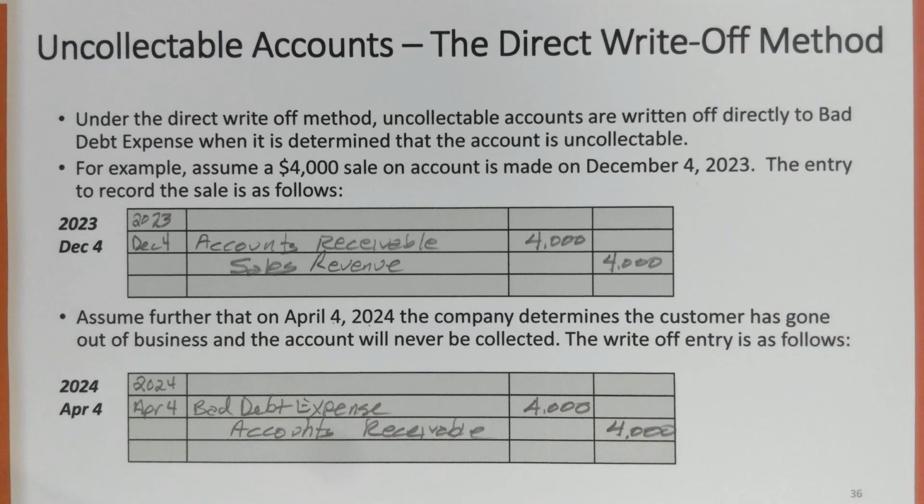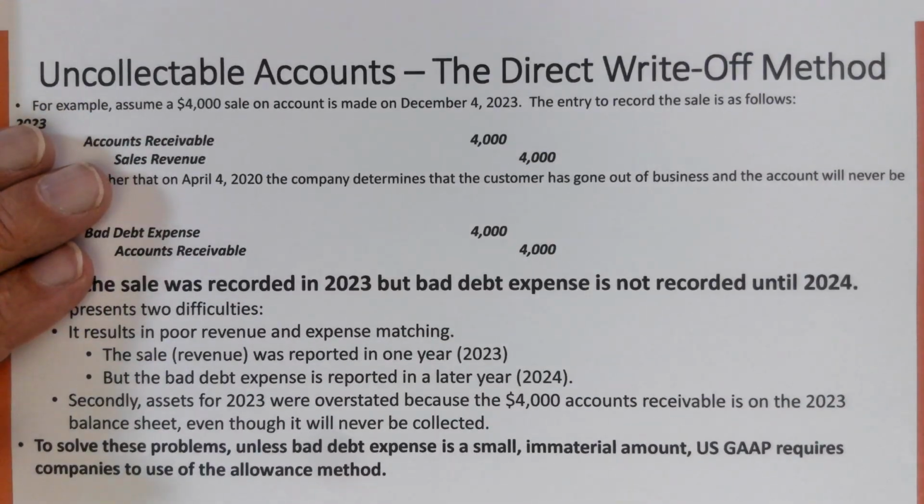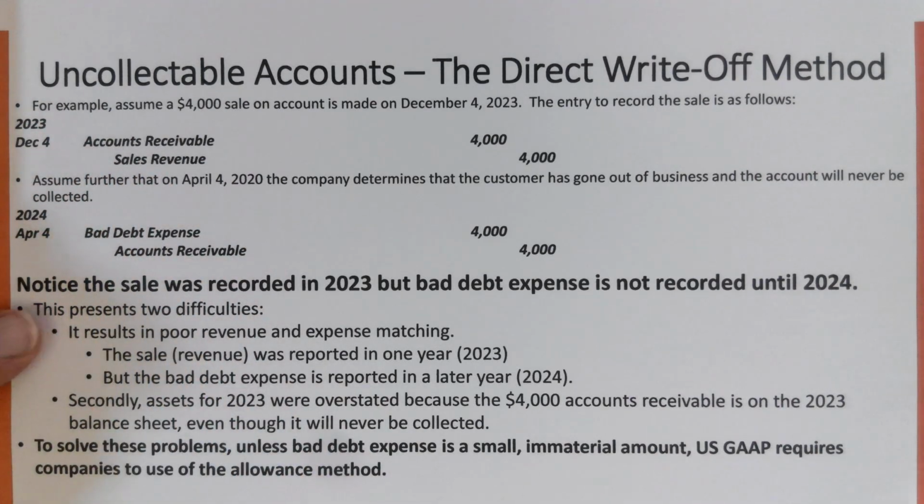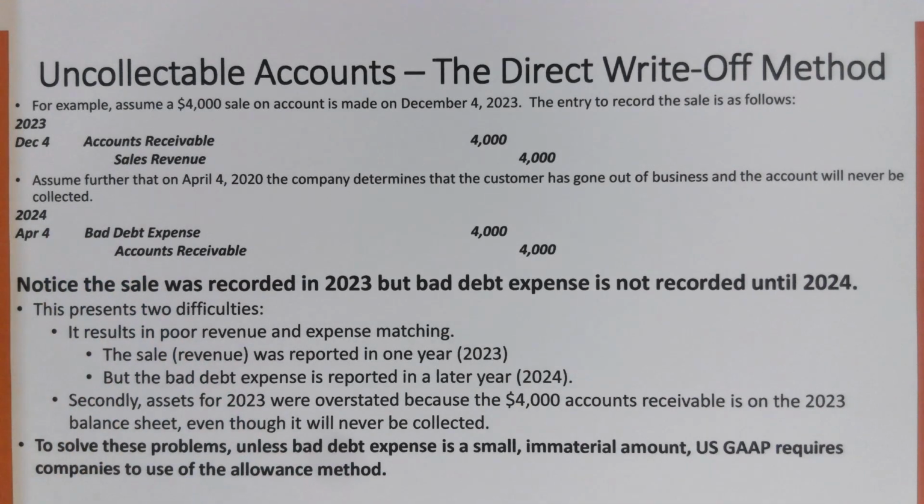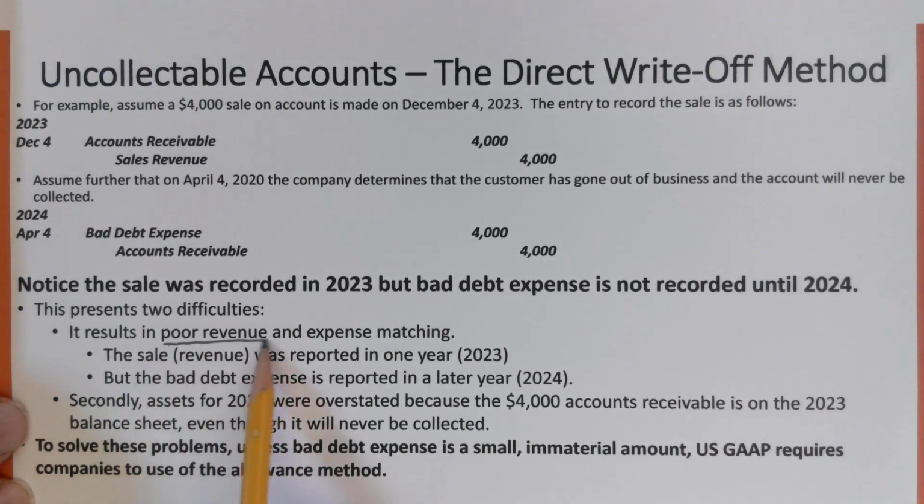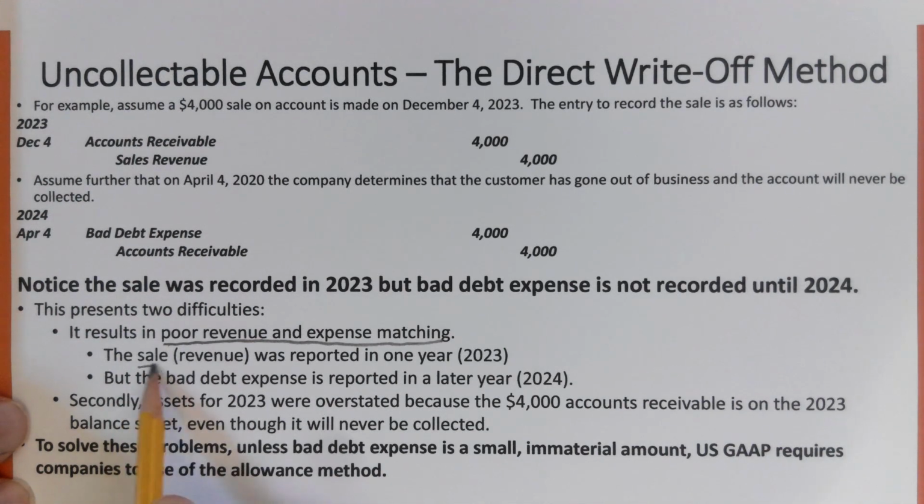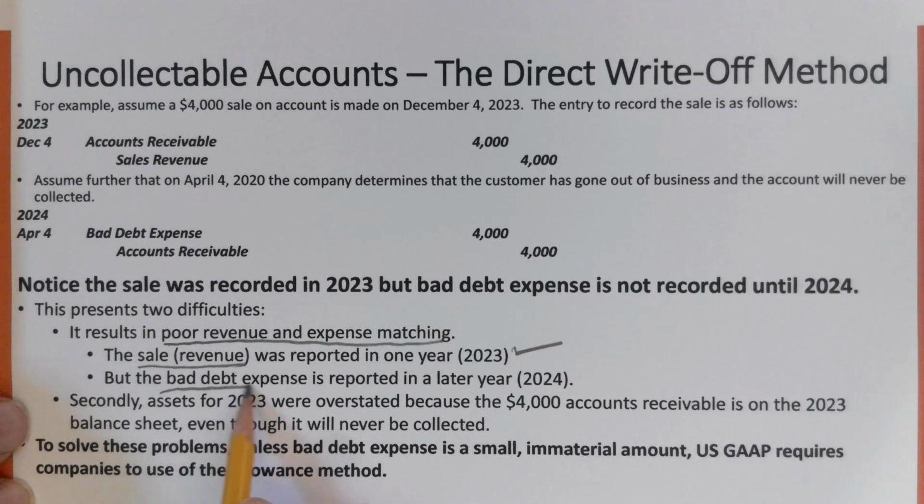But actually, there are some issues here. Let me talk about those issues for a moment, and let's take a look at this slide, which has the same entries. You'll notice these are the same entries, but I typed them out in this slide instead of handwriting them. When it comes to the direct write-off method, the difficulty is that the sale was made in 2023, but the write-off happened in 2024. As we indicate down here, this results in a poor revenue and expense matching, in that the revenue is recorded in 2023, and the bad debt expense, the expense associated with the sale, is recorded in 2024.